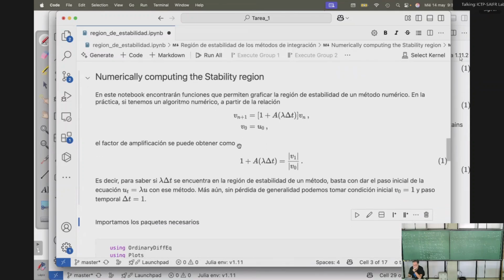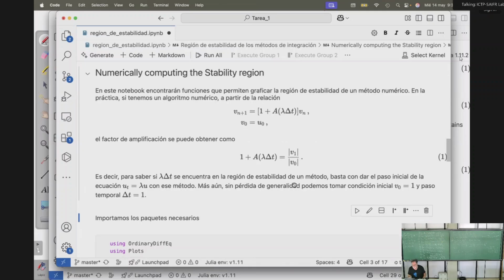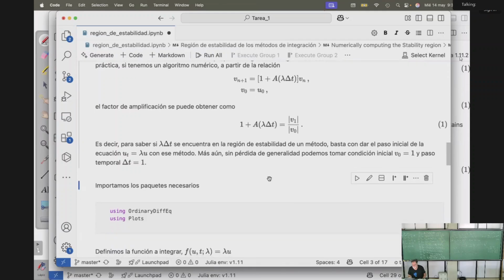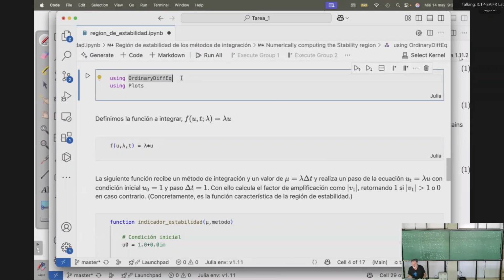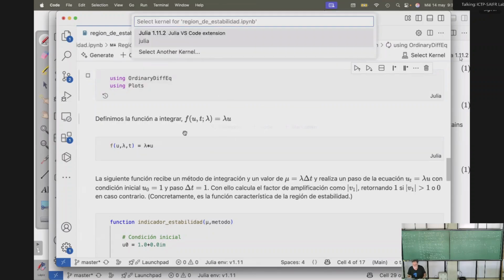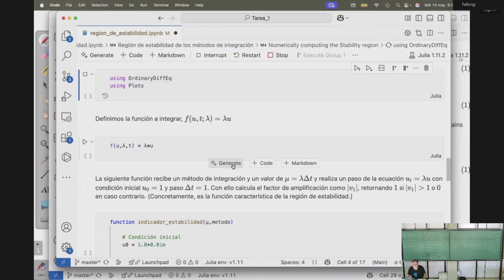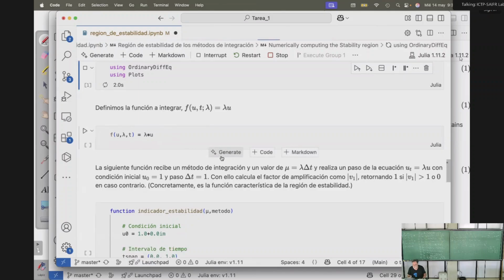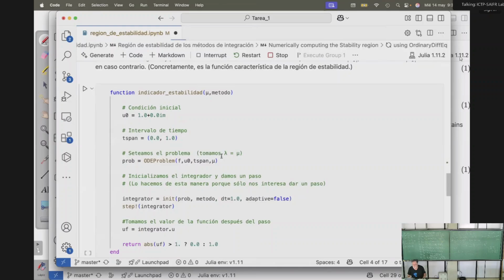So as I say, we just do one step, and then this number is just the ratio between the two solutions, the absolute values. We are going to use this package, which is OrdinaryDiffEq. It's a package that has hundreds of methods, practically everything you need is there, and plots. So we define the linear function here, and we create this stability indicator.